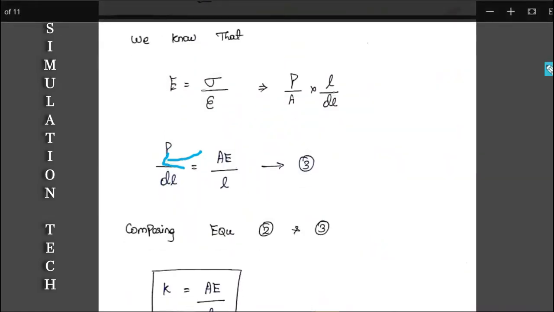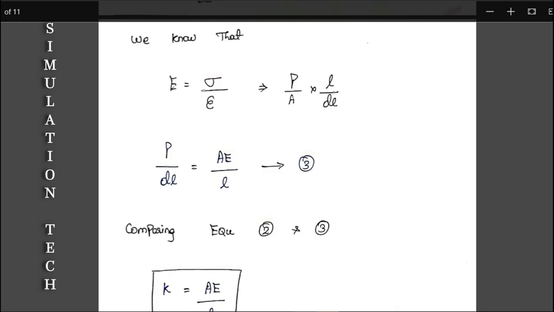So we know that E is equal to stress divided by strain. E means Young's modulus. We have already seen this in the analytical method, right? The same formula is applied over here, and from here I need to find P by DL. So P by DL is equal to AE divided by L. I can also write this as equation number 3.